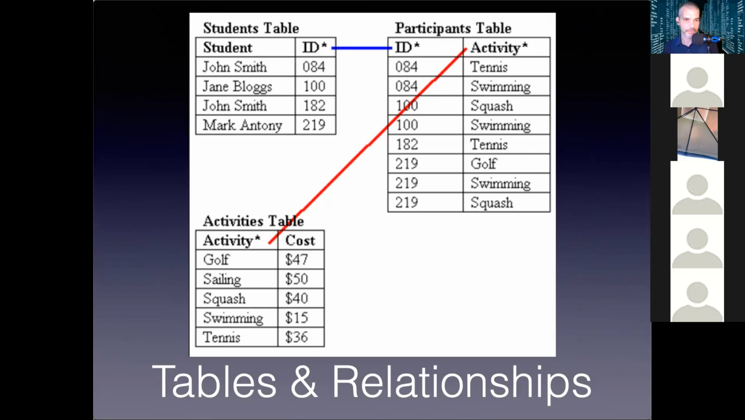So the primary key in the activities table is activity. The primary key in the student table is ID. And the participants table consists only of foreign keys, excuse me. It doesn't have any unique data of its own. So this is an example of a many-to-many relationship. If you want to find out how much John Smith is spending on activities, you have to join all three tables. Okay, in order to do that, we need to now start talking about the query language that we use to actually talk to databases.